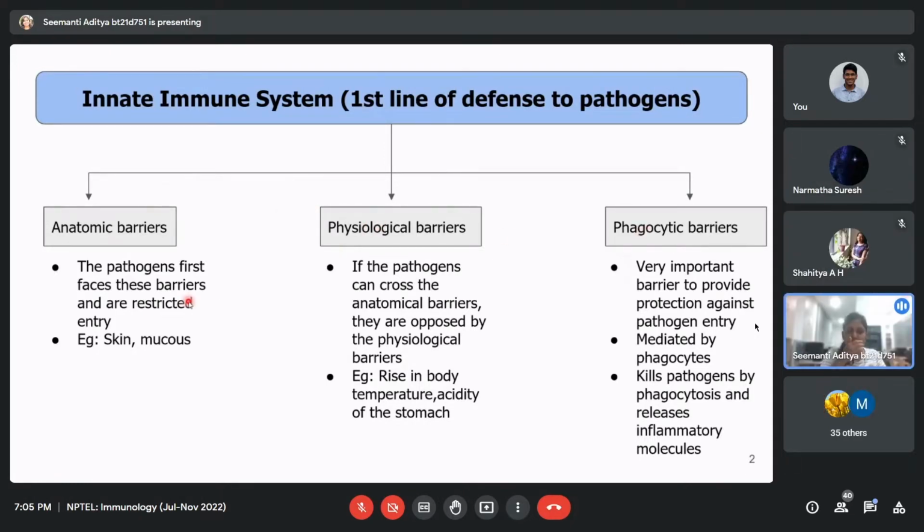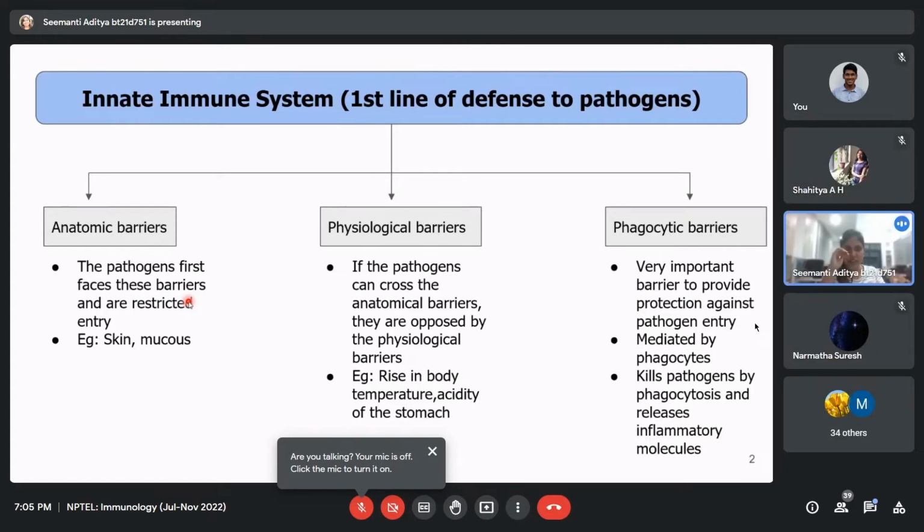Anatomic barriers, as we have studied for a very long time, include the skin and the mucous membranes, and we have tears, etc. Any pathogen that tries to invade our body has to cross this barrier, and skin provides very good protection. If there is any cut or scratch in the skin, then the pathogens get very easy access to the body, and infection can be caused readily. Otherwise, skin is a very important protective barrier. So the pathogens will first face these barriers, and their entry is restricted.